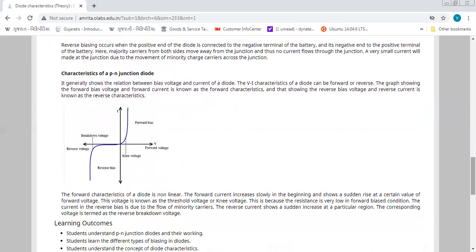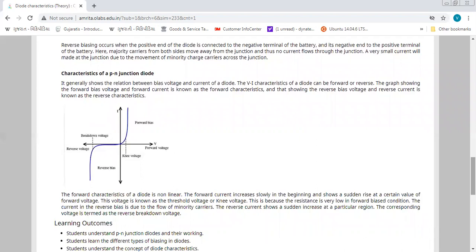Now coming to the characteristics of the PN junction diode, it generally shows the relation between bias voltage and current of a diode. The VI characteristics of a diode can be forward or reverse. The graph showing the forward bias voltage and forward current is known as forward characteristics, and that showing the reverse bias voltage and reverse current is known as reverse characteristics.